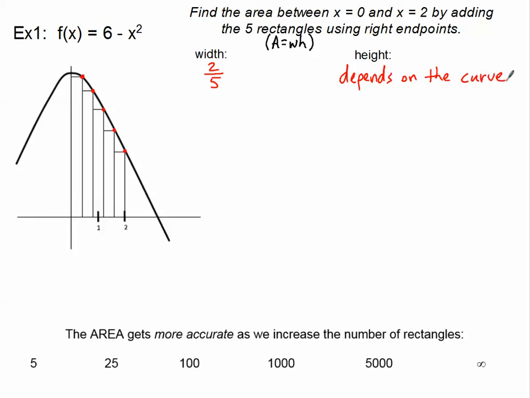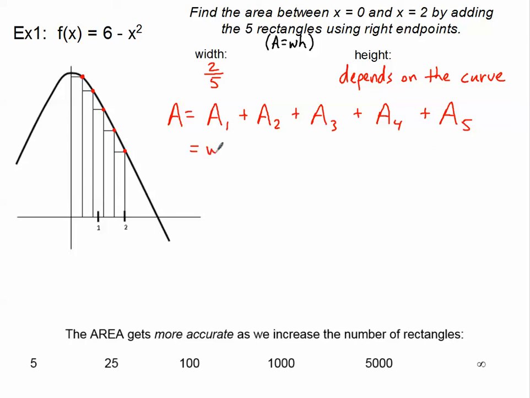So it's a function of what x is. We've got our width is 2/5 and the height will depend on the curve. So I'm going to say our ultimate area is big A, and I'm going to say that a sub 1, a sub 2, a sub 3, a sub 4, and a sub 5 are our 5 rectangles. And we're going to add all 5 of those areas together.